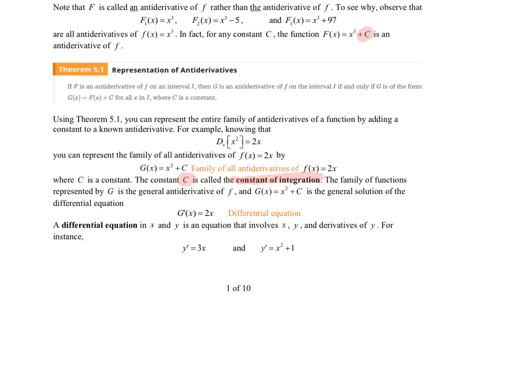So a differential equation, which is a course if you're an engineer you're going to have to take. It says a differential equation in x and y is an equation that involves x, y, and the derivative of y. For instance, y prime equals 3x and y prime equals x squared plus 1. So a differential equation is just an equation that has a derivative. That's really what a differential equation is.